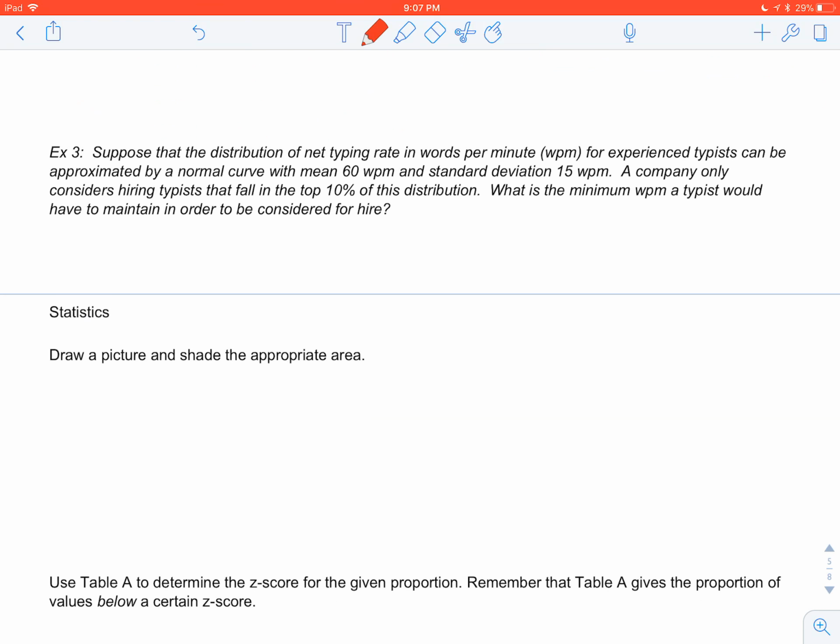Now, they are not giving us the raw score for the z-score. They're actually asking for that raw score. What is that words per minute? And what they give us is the percentage or the proportion of the data, the top 10%. So let's draw a picture and show you what we're talking about here.